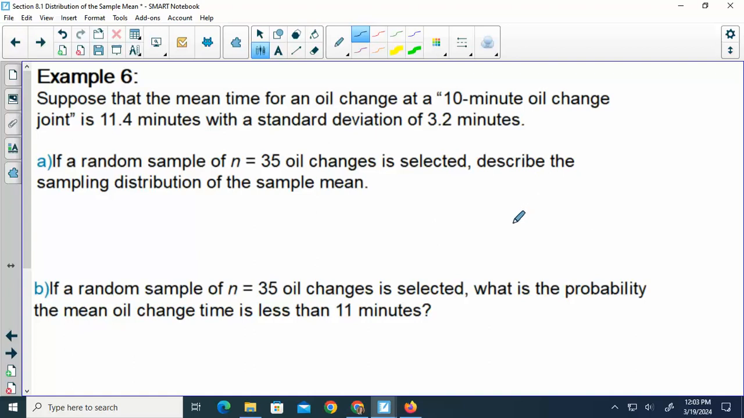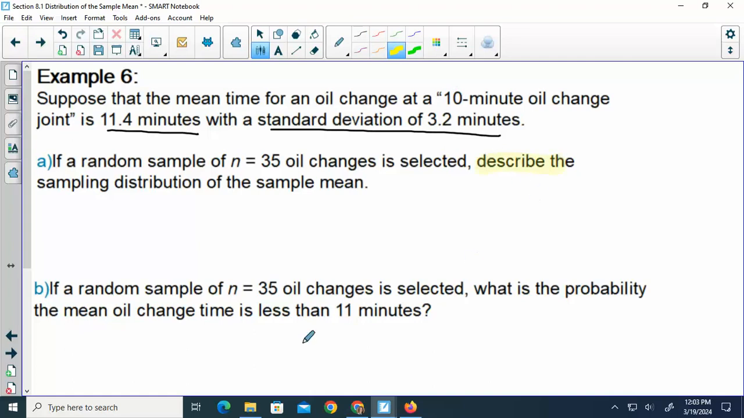So, let's skip that because that's what I've already talked about. Suppose that the mean time for an oil change at a 10-minute oil change joint is 11.4 minutes and the standard deviation is 3.2 minutes. If a random sample of n equals 35 oil changes is selected, describe the sampling distribution of the sample mean.